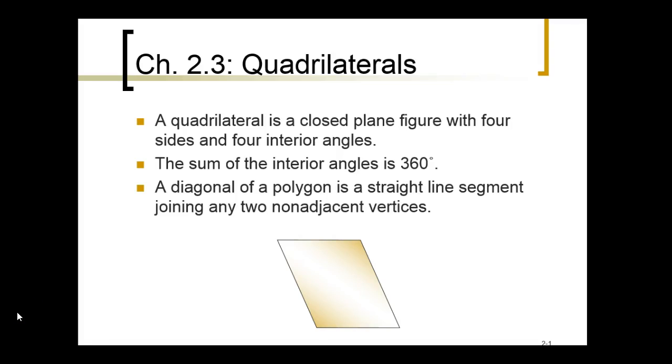Okay, so the next section in this chapter that we will study is 2.3 on quadrilaterals. A quadrilateral is a closed plane figure with 4 sides and 4 interior angles. The sum of the interior angles is 360 degrees. A diagonal of a polygon is a straight line segment joining any 2 non-adjacent vertices.